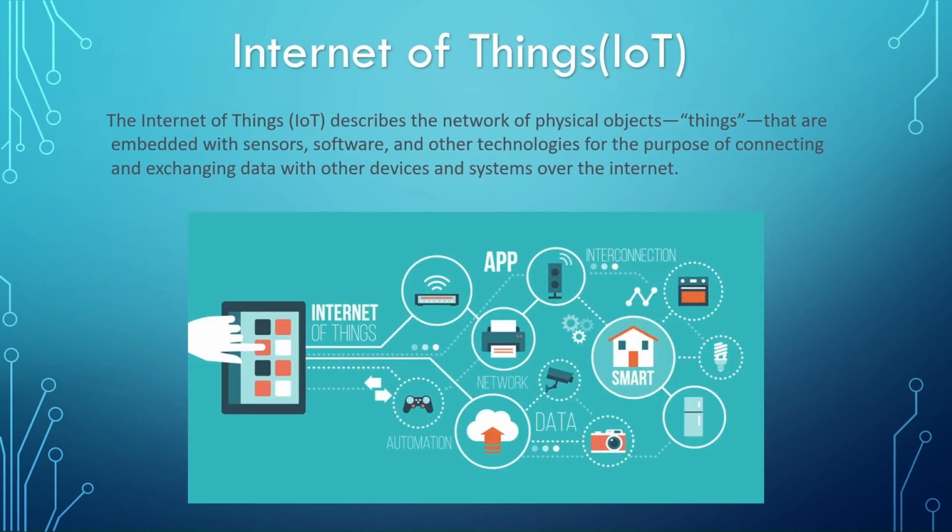Internet of Things describes the network of physical objects, things that are embedded with sensors, software, and other technologies for the purpose of connecting and exchanging data with other devices and systems over the internet. Here in this picture, you can see a single tablet is used to control various devices which are connected to the internet as well as cloud.